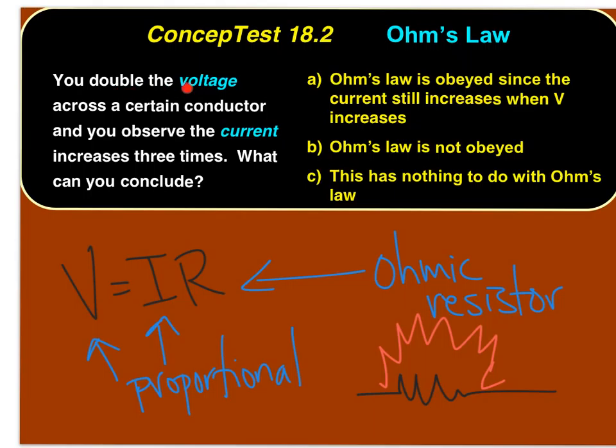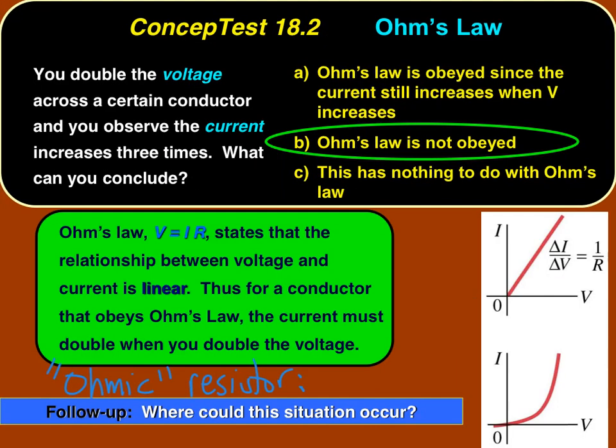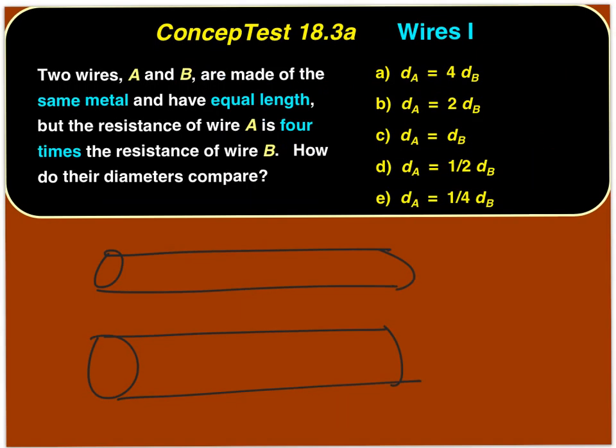So let's see. If you double the voltage across a certain conductor and you observe that the current increases 3 times, so if we were to double the voltage, we would expect the current to double, not increase by 3 times. So it looks like answer choice B, not obeyed. And look at this over here. Current and voltage being proportional means it's a straight line, not like this. So ohmic resistors, that's important. That'll show up again.